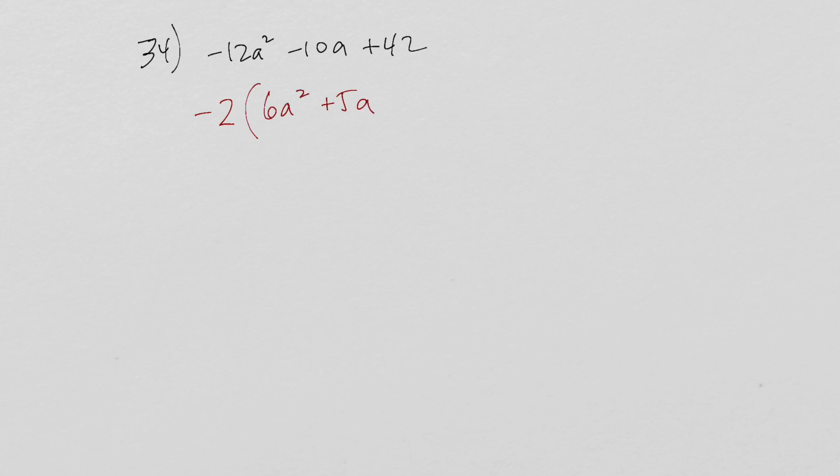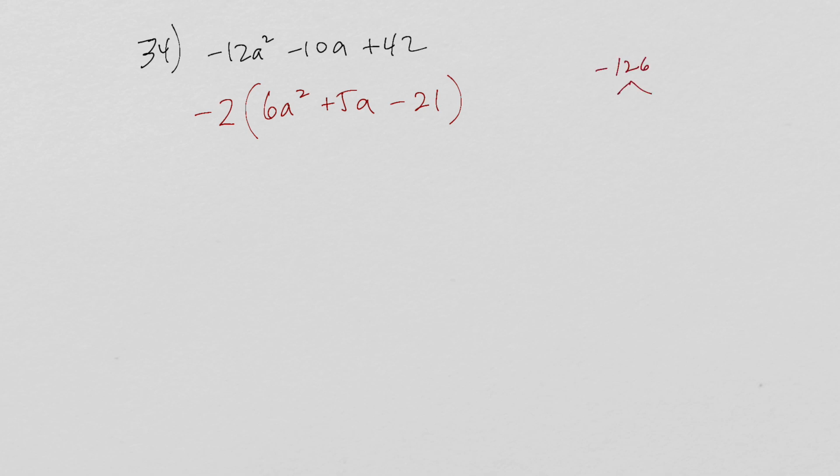Okay, number 34, let's do 34, says negative 12a squared minus 10a plus 42. Well, these are all divisible by 2, and the leading coefficient's negative, so I don't like that, so I'm going to pull out a negative 2. And that's going to leave a positive 6a squared, a positive 5a, and a negative 21. And I'll multiply these two together, and I'll get negative 126.